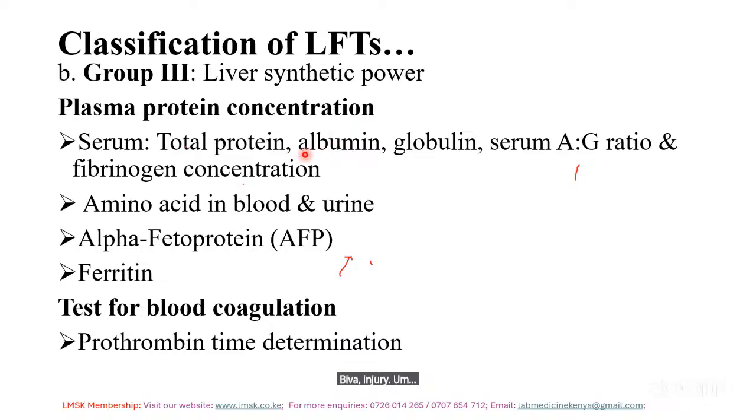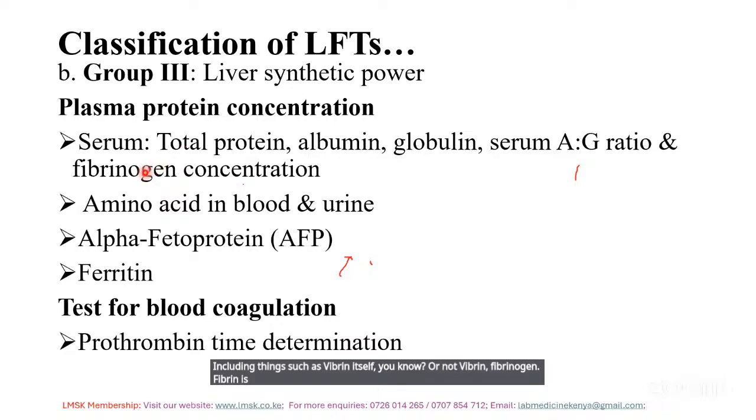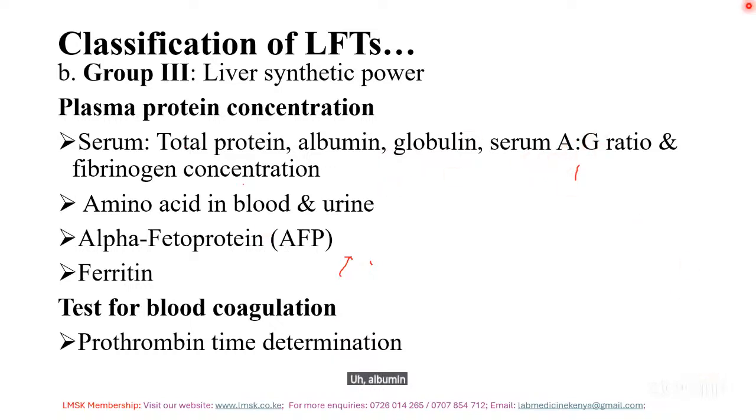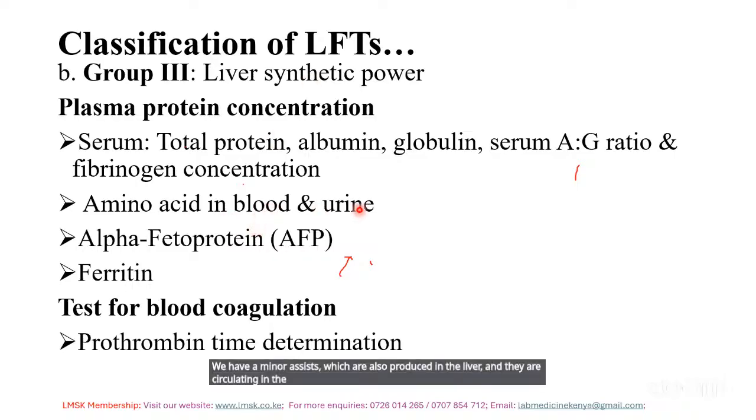The synthetic power, we have plasma proteins, including things such as fibrin itself, or not fibrin, fibrinogen. Fibrin is the clot. Fibrinogen is the protein that's circulating in the blood. So we have the total protein, albumin, globulin, serum albumin-globulin ratio, and fibrinogen. This is the synthetic power of the liver. We have amino acids which are also produced in the liver and they are circulating in the blood and urine.